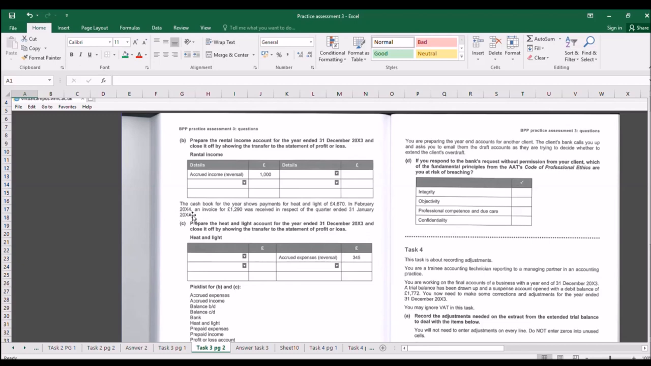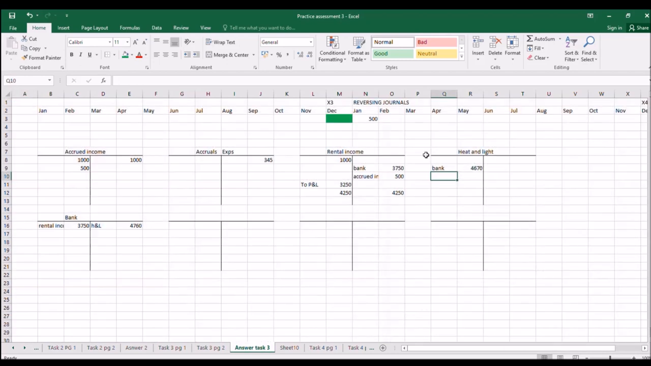On the 1st of February 2004, an invoice for 2,190 is received in respect of the quarter ended 31st of December. So it's received in the quarter ended. So it's received here for those three, but it's for that, that, and that month. That is outside the year, so we're not interested in that. This is inside the year, so this is what we're interested in here. We get it over here. We should have really had it over here, missing those 2 months there. So we divide it by three to get it into the individual months.